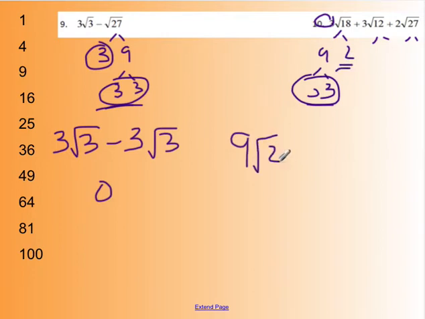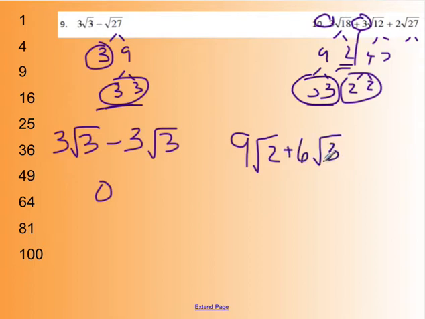Now I'm going to break down 12. Well, 12 breaks down to 4 and 3, and 4 breaks down to 2 and 2. So I could take out a pair of 2's from 12, and when I do that, I need to multiply it by the coefficient that was originally on the outside of the radical. So 3 times 2 is 6, and then left underneath the radical is 3.